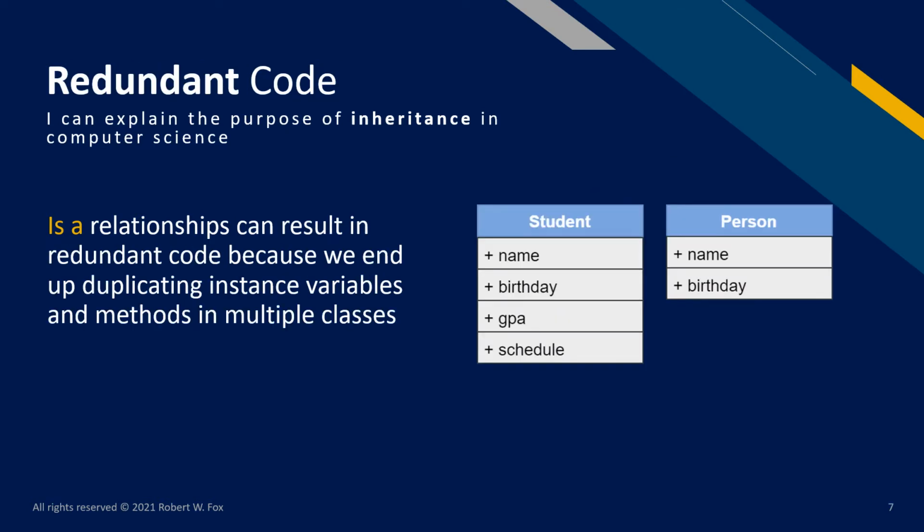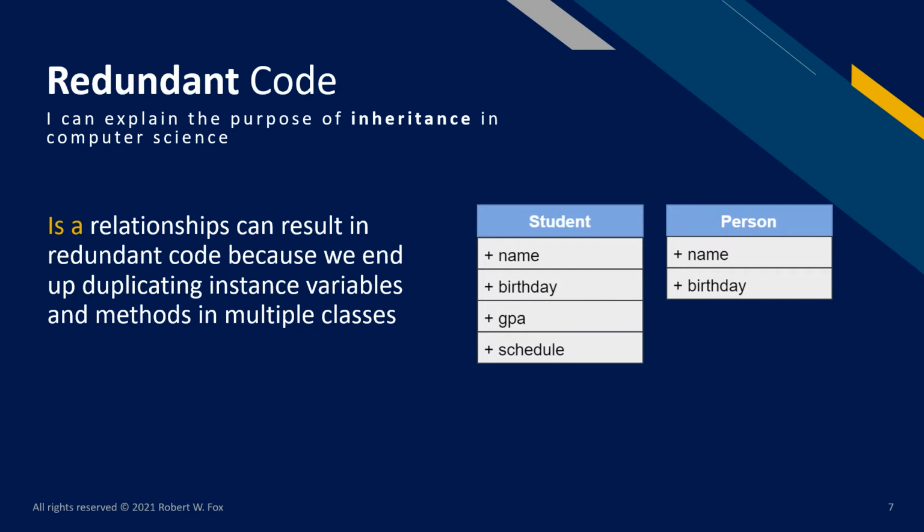The problem we see when we have is-a relationships in computer science is that it has the potential to create a tremendous amount of redundant code. So we have a person, right, and they have a name and a birthday. But then when we have a student, and a student is a more specific type of person, they also have a name and a birthday. And it's not just the instance variables that may be duplicated between these two classes, but also methods like setters and getters. So if we had a setter and getter for both the name and the birthday, that's 4 methods and 2 instance variables that are repeated verbatim between the two classes.